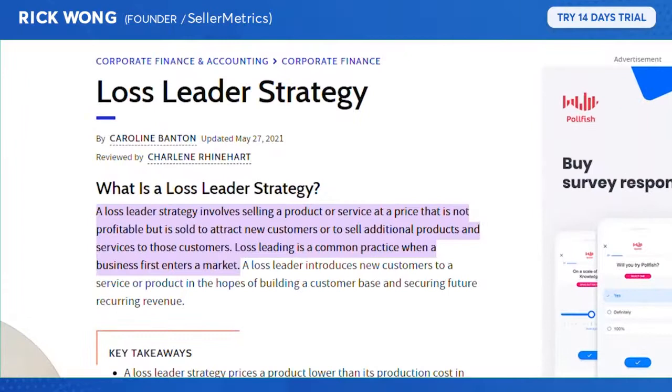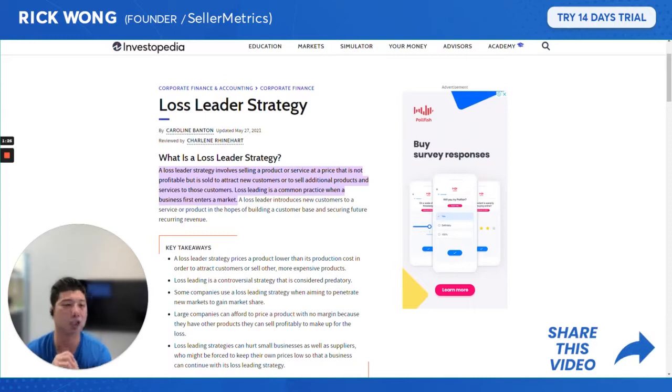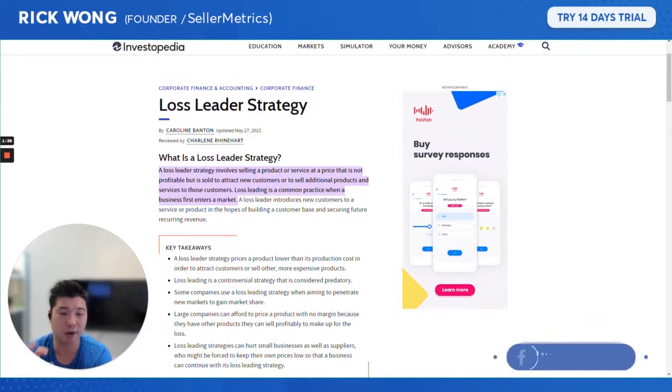Loss leader strategy involves selling a product or service at a price that is not profitable, but it's sold to attract new customers to sell additional products and services to those customers, right? Loss leading is a common practice when businesses first enter a market. But with Amazon, you can apply this strategy more or less, with some caveats, right? What you can do as an Amazon seller is to promote heavily one variation that has a very low price, get them into your listing, while you try to upsell them on your other variations, such as a different color, a more premium version of your product, etc.